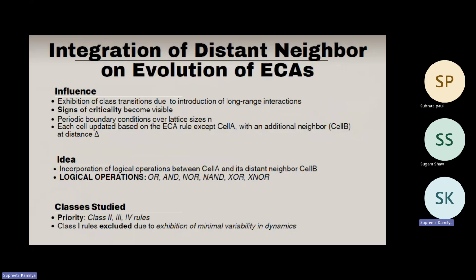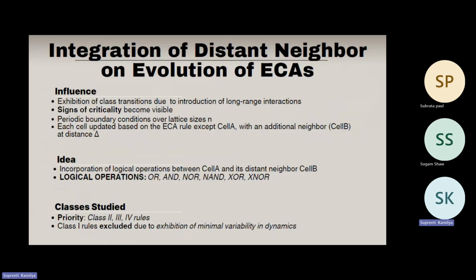So with that, we have also observed that there might be some signs of criticality that might become visible in the long run. When we say signs of criticality, we mean in the context of CA that there is a complex balance between complexity and chaos. Moving on to the periodic boundary conditions, to maintain the origin of the classical CAs, we have tried to implement the periodic boundary conditions here so that they implicate how classical CAs would behave in the similar scenario.